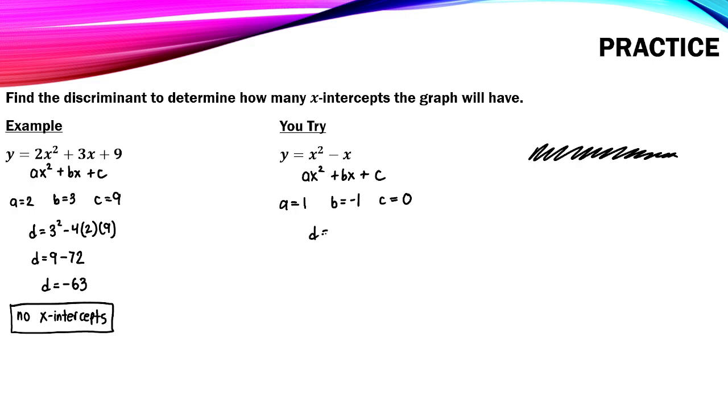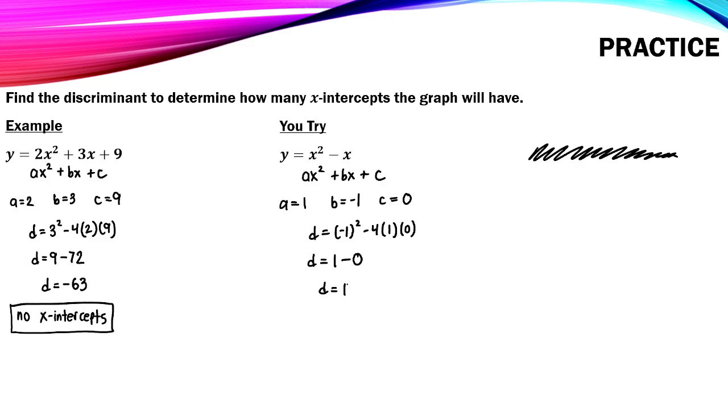Plug it into our discriminant. We get b squared minus 4 times a times c, which is 0. And now when I evaluate all of these, negative 1 squared is 1. I get the minus sign. 4 times 1 is 4. 4 times 0 is 0. So I get 0. And 1 minus 0 is just 1.